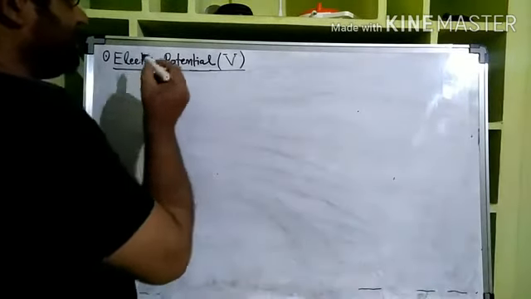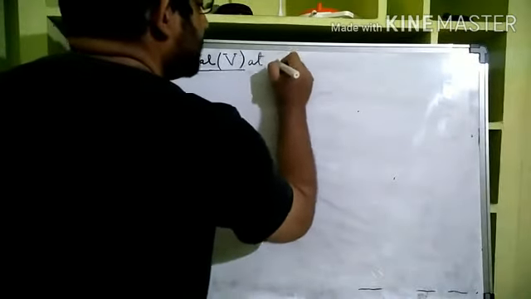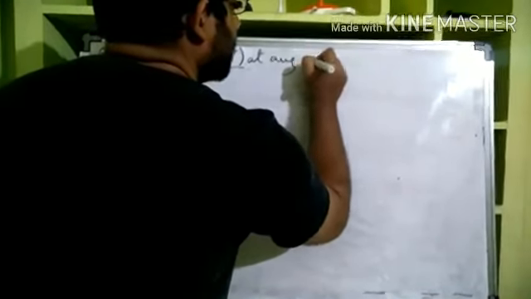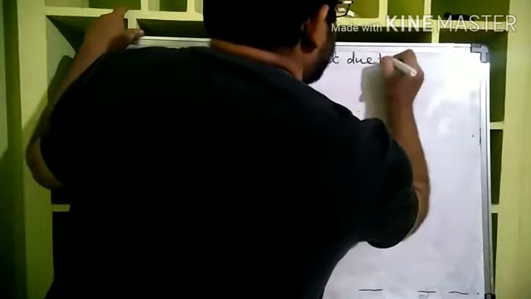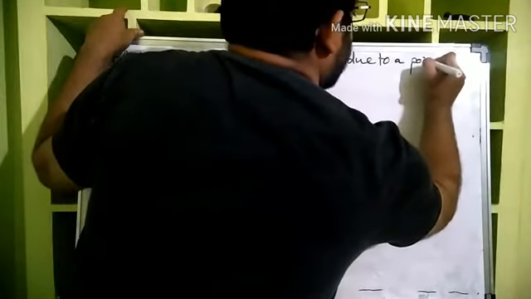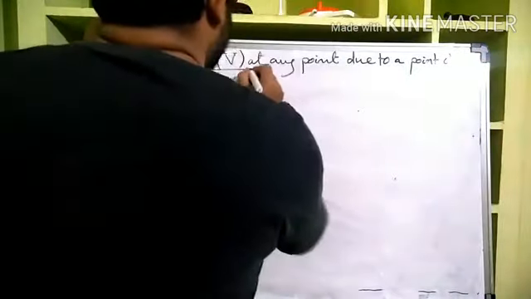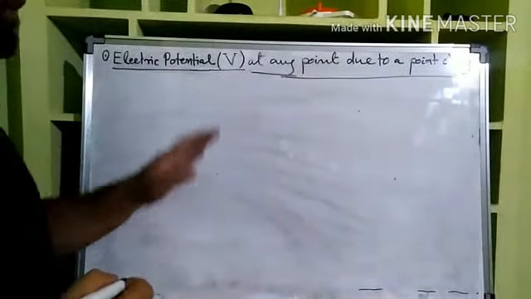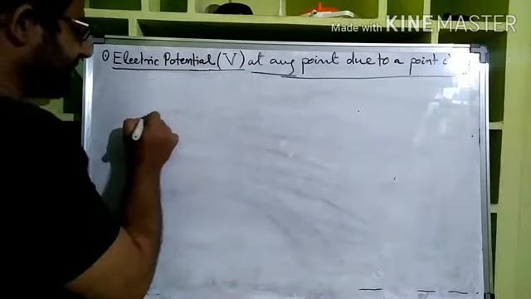Now we will be deriving electric potential at any point due to a single point charge. Electric potential at any point due to a point charge. Now listen carefully to this concept.